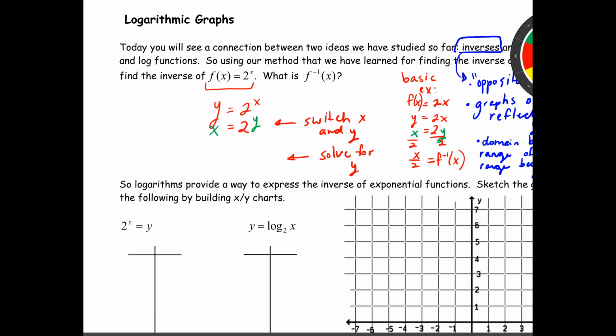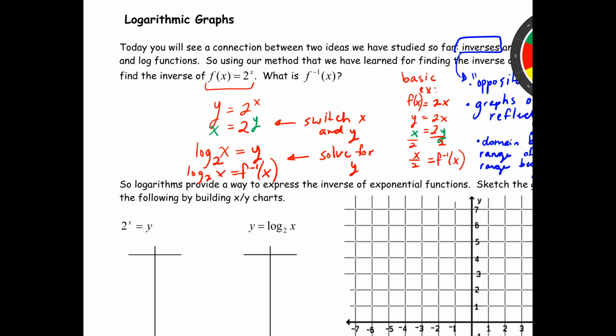Log base. So excellent, I heard logs. We change it to log form. So we would do log base 2 of what? X equals y. And now we've isolated the y. But instead of writing this as y, what could I rewrite this as? Yeah, f to the negative 1, which is your inverse function, equals log base 2 of x.